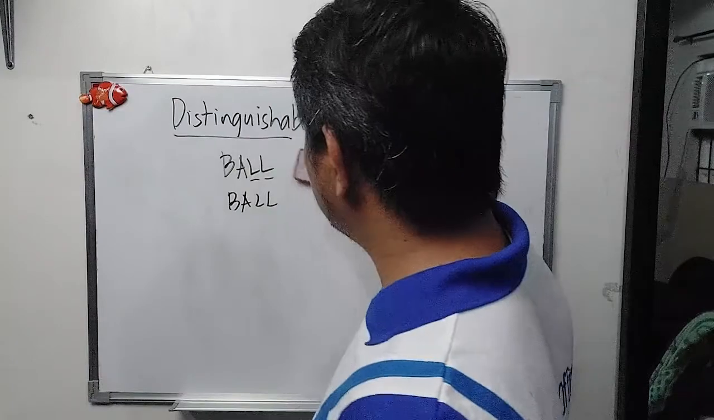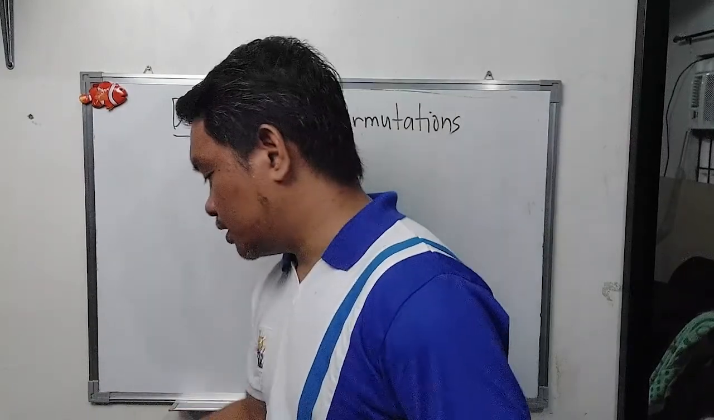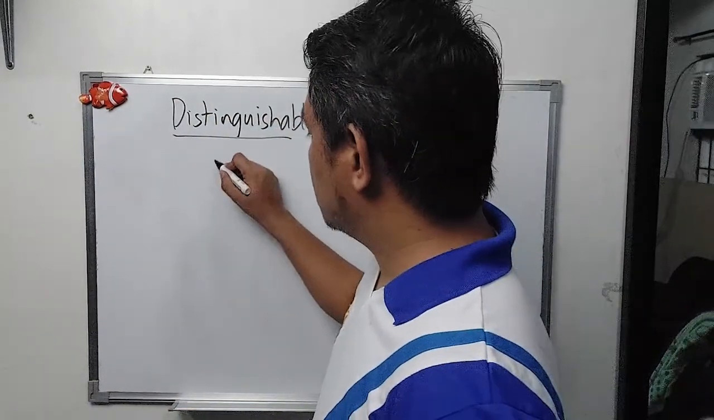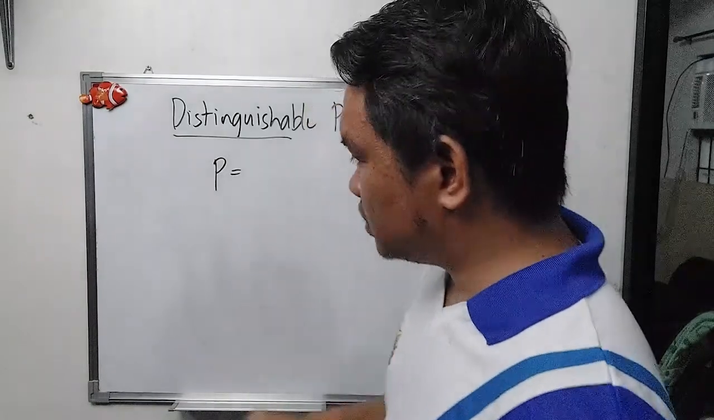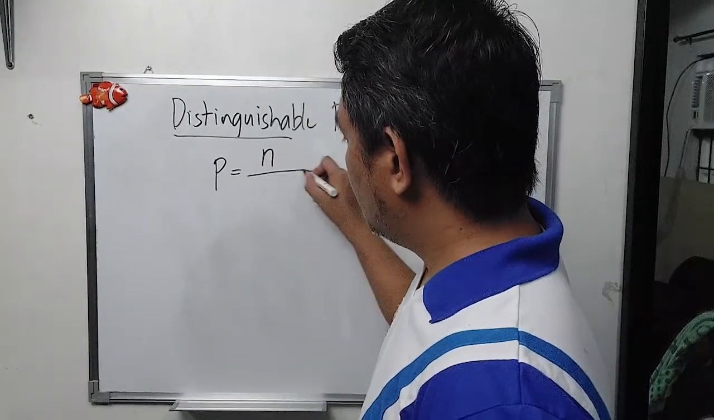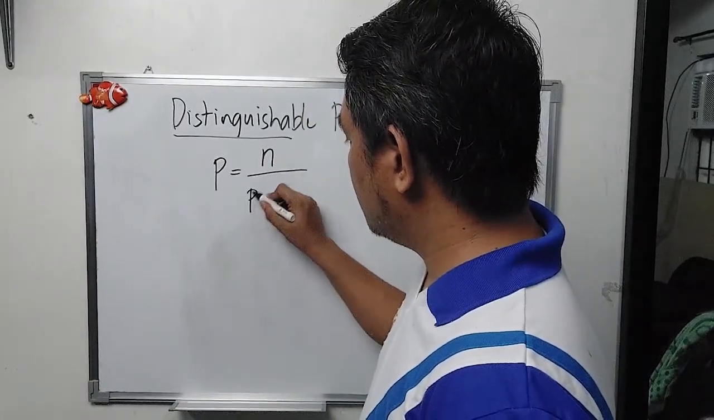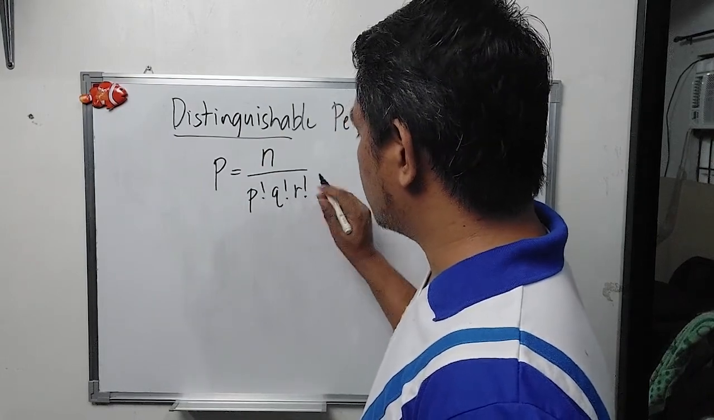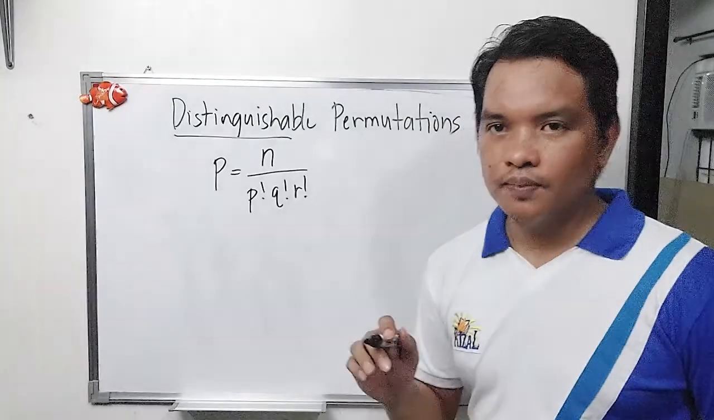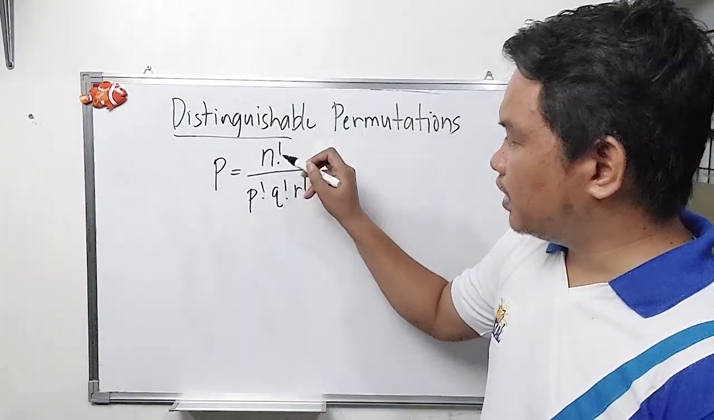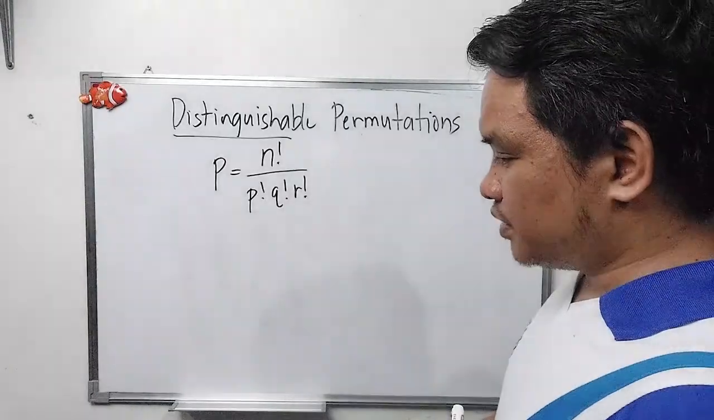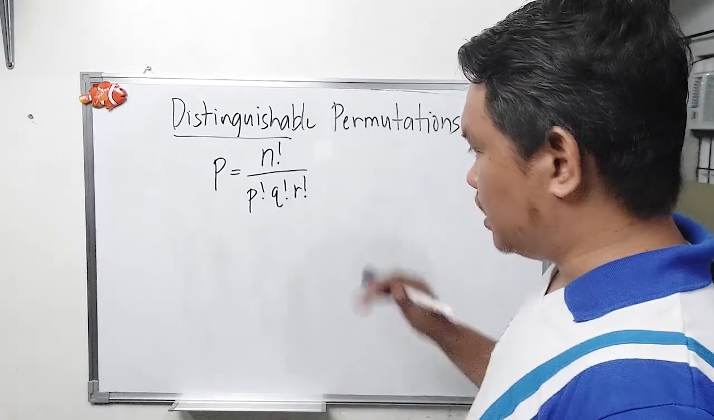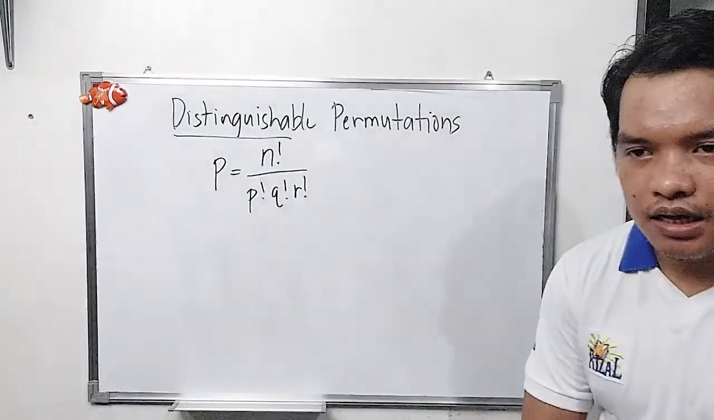So, kaya dito papasok ang ating distinguishable permutation. Ang formula naman natin dyan is permutation is equal to N factorial over P factorial, Q factorial, R factorial, and so on. So, where N, may factorial pala yan. So, para mas maintindihan natin, lagyan natin ng example.